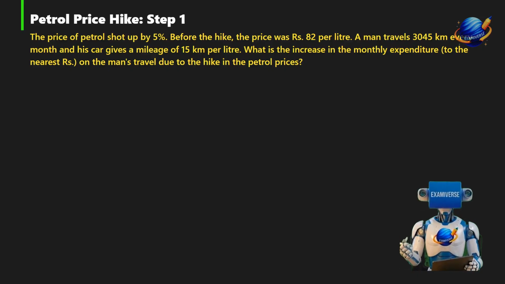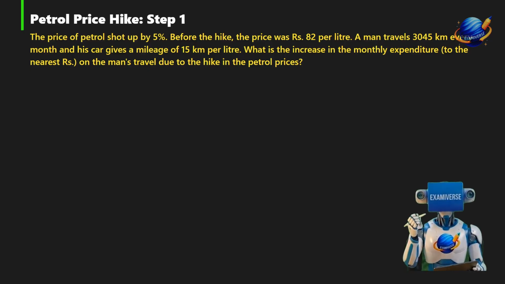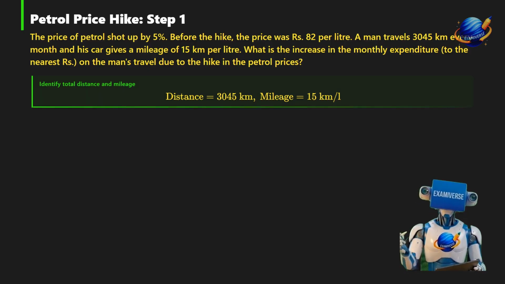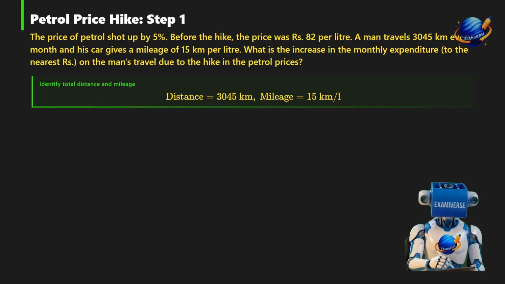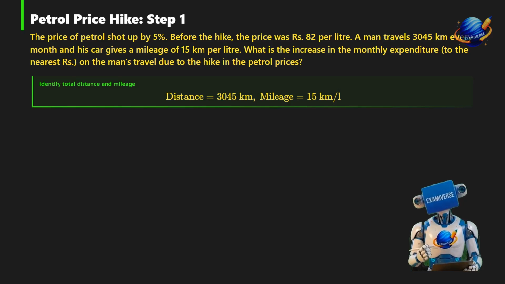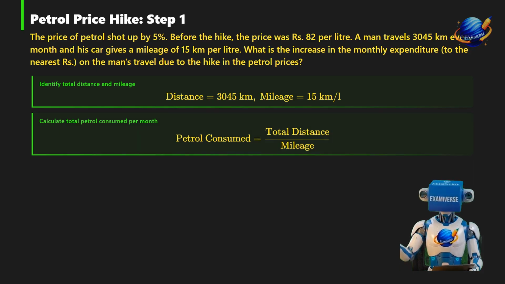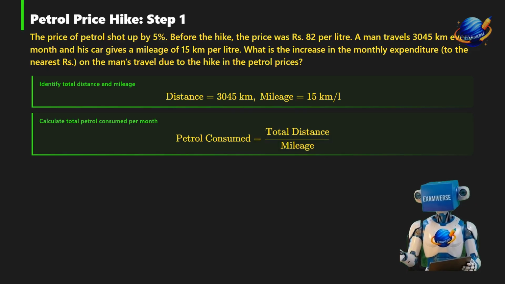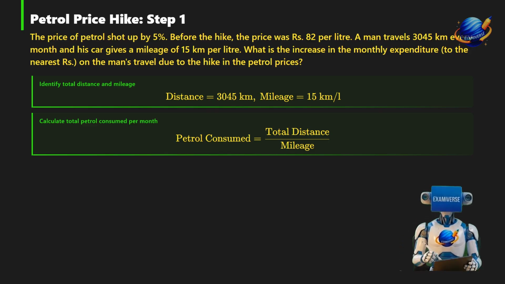The very first thing we need to figure out is exactly how much petrol this man is using every single month. We know his total distance is 3,045 kilometers and his car's mileage is 15 kilometers per litre. To find the total petrol consumed, we simply divide the total distance by the mileage. This is your anchor fact for this topic: consumption equals distance over efficiency.